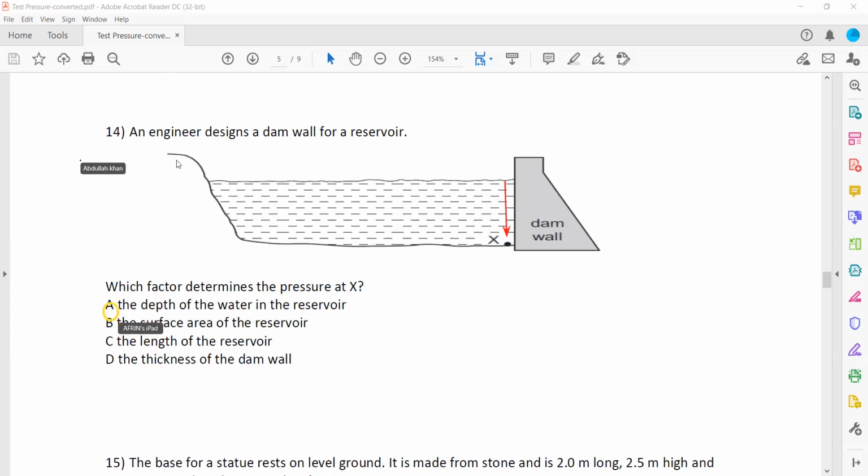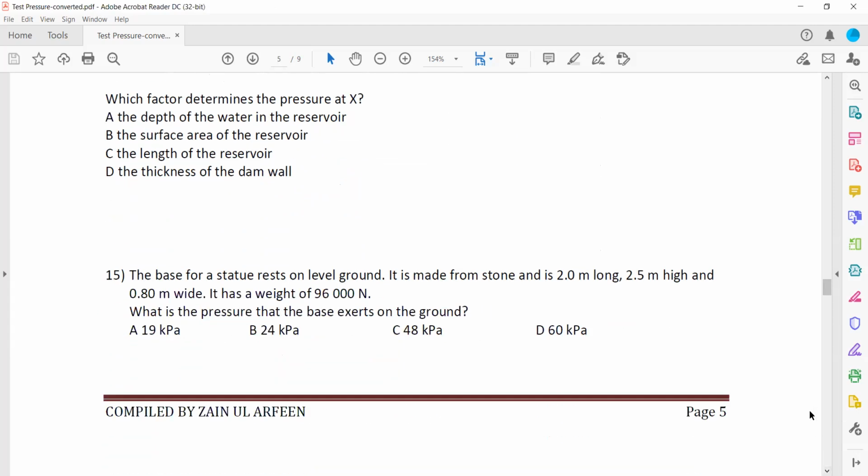So the pressure exerted by the liquid depends on the depth of the liquid. That's why, directly, option A would be depth and density, but density is not given, so the only option we are left with is depth. That's why we select depth.